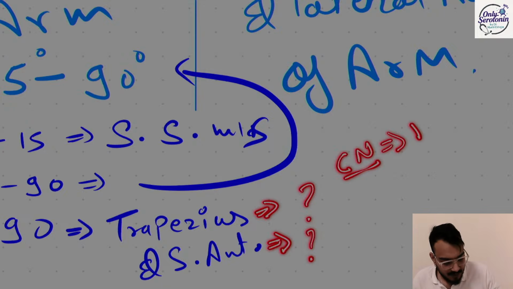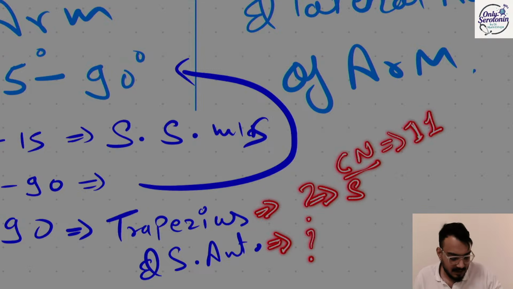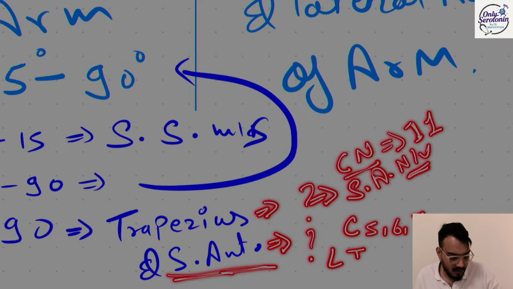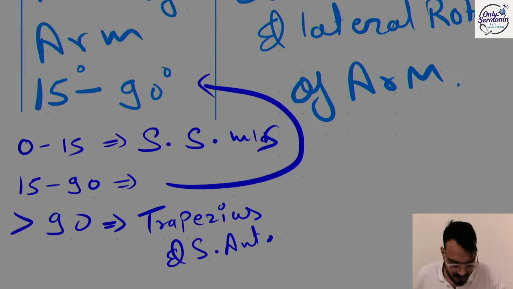Cranial nerve number 11. What is the name of this nerve, guys? Number 11 is known as spinal accessory nerve, right? What about serratus anterior? It is the extramarietal affair of the brachial plexus, of C5, C6 and C7. We call it long thoracic nerve, right? Very good, guys.